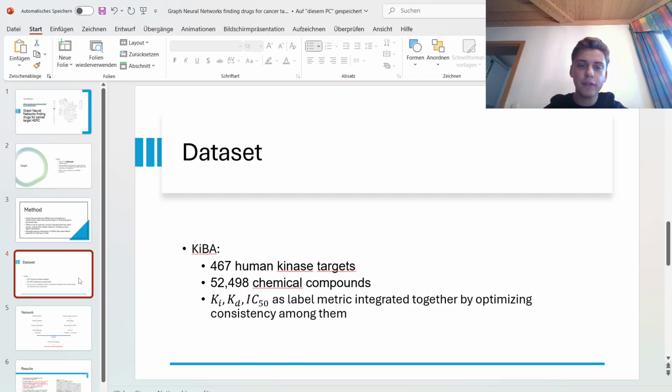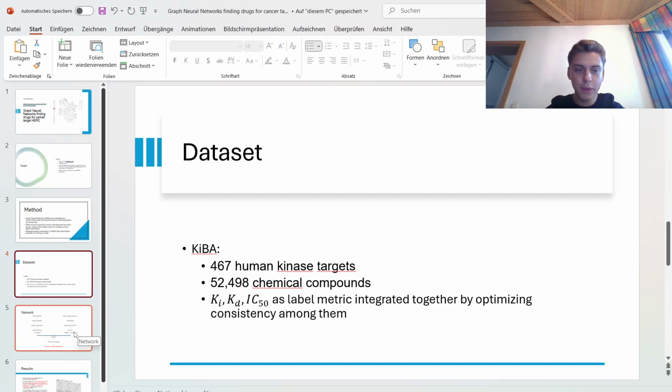For the dataset, I used Kiba. That is a dataset consisting of 467 human kinase targets. They were tested with around 52,500 chemical compounds, and basically optimizing the label metric among them, and that are the Ki, Kd, and IC50 values. Basically, in layman's terms, the lower the better. The less drug you need to put into someone, the more reactive the drug is, so to say. I'm also not a biology expert, as you can tell.